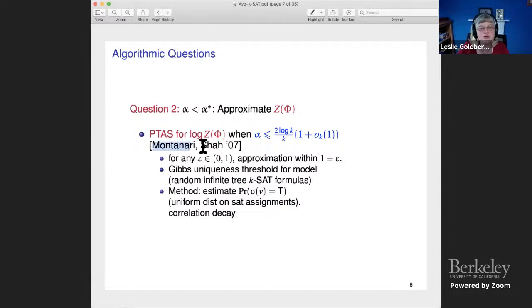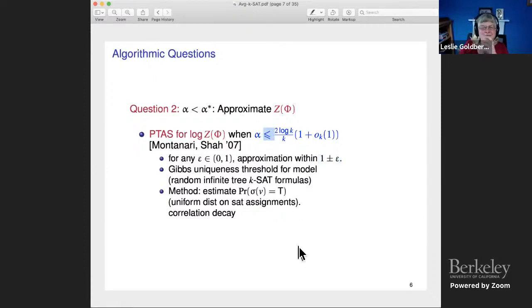However, we do have an approximation algorithm. So in 2007, Montanari and Shah gave a polynomial time approximation scheme for the log when alpha is less than some quantity here, which I'll talk about in a second. Okay, so I want to pick out a few things about this. A polynomial time approximation scheme just means for any epsilon, you can get the log of the number of solutions quite close, within a factor of 1 plus or minus epsilon.